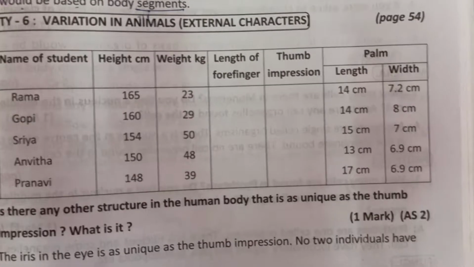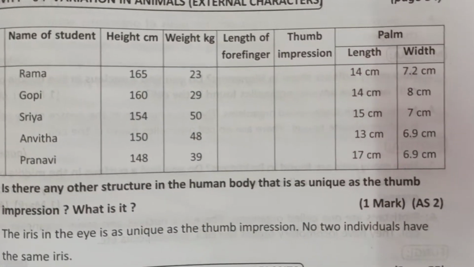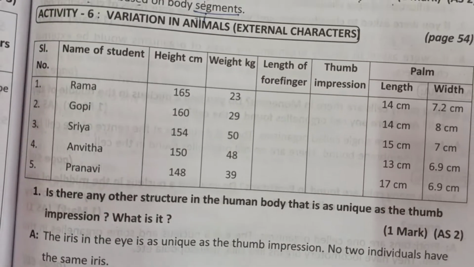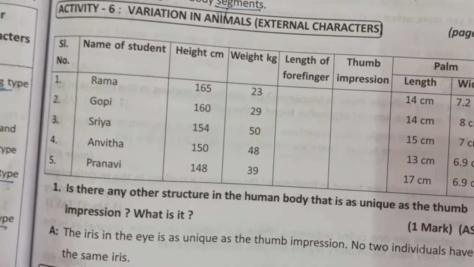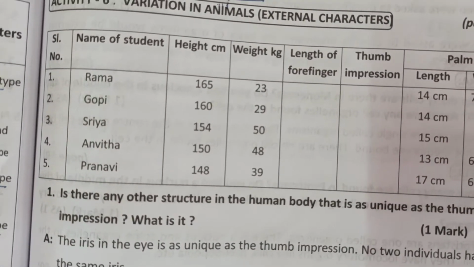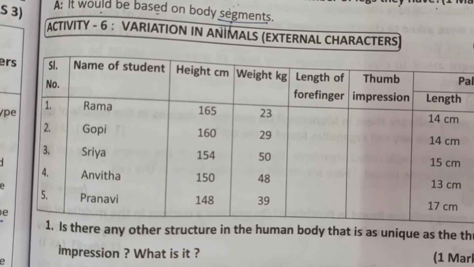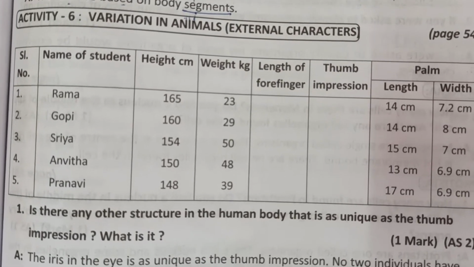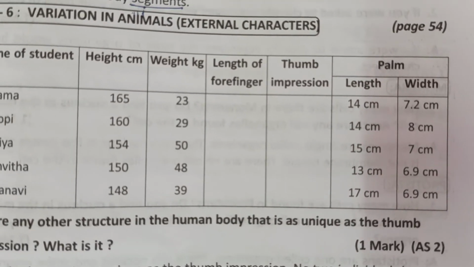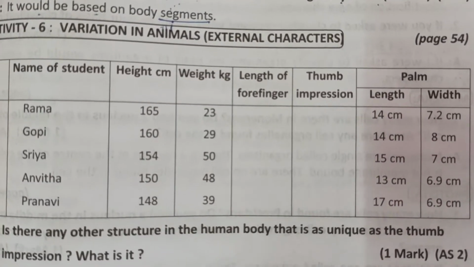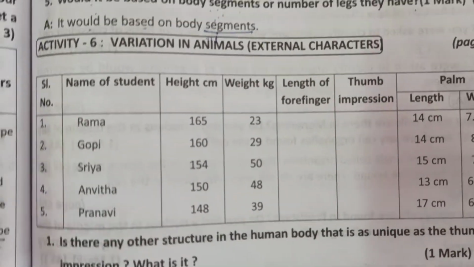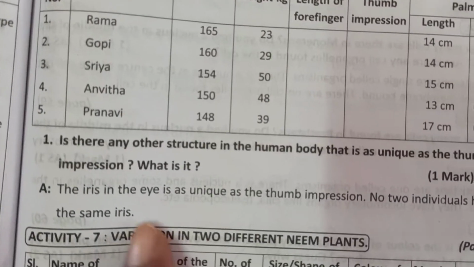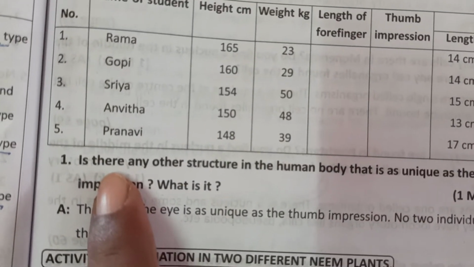So this is a simple activity which is quite interesting to see how one person is different from another person. Of course they are in the same class, same age group, peer group, but even though they have a lot of differences in their height in centimeters, weight, length of forefinger, thumb impression, palm length, palm width. So no two persons are exactly identical in all the parameters. According to that they are going to ask some questions.